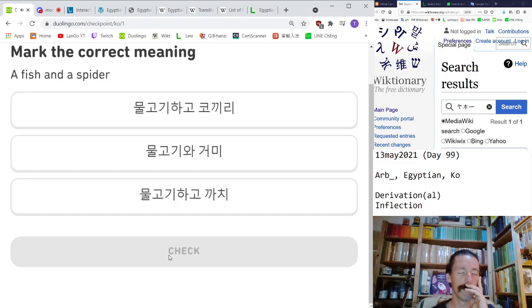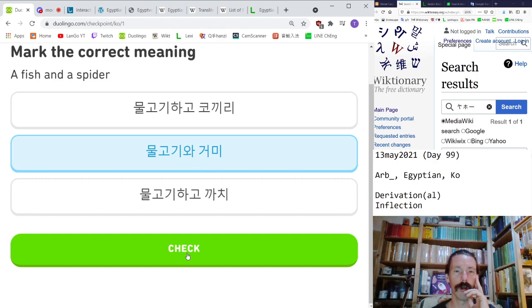물고기와. Okay, they all start with 물고기. Kami is the no, gachi tok, Kokiri. Kokiri is the elephant. Kami, Kachi.